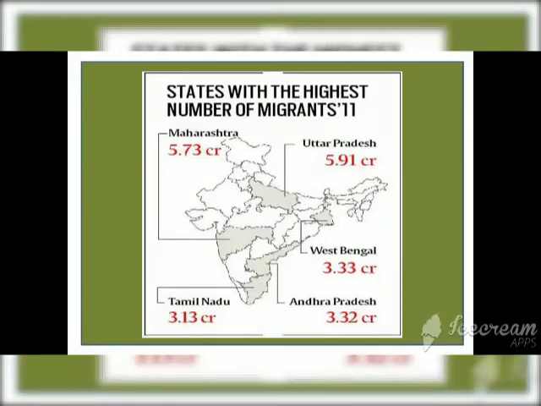Then states with the highest number of migrants, where do we find the maximum migrants? Here we have maximum in UP, that is 5.91 crore. Then we have Maharashtra 5.73 crore. Then we have West Bengal 3.33 crore. Then we have Andhra Pradesh 3.32 crore, and then we have Tamil Nadu 3.13 crore.